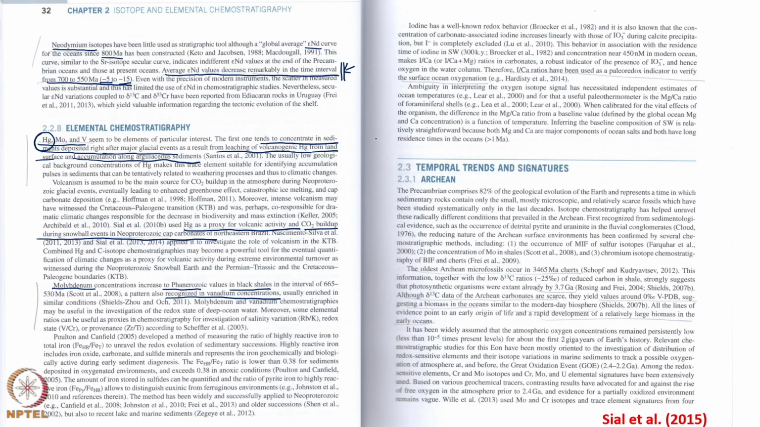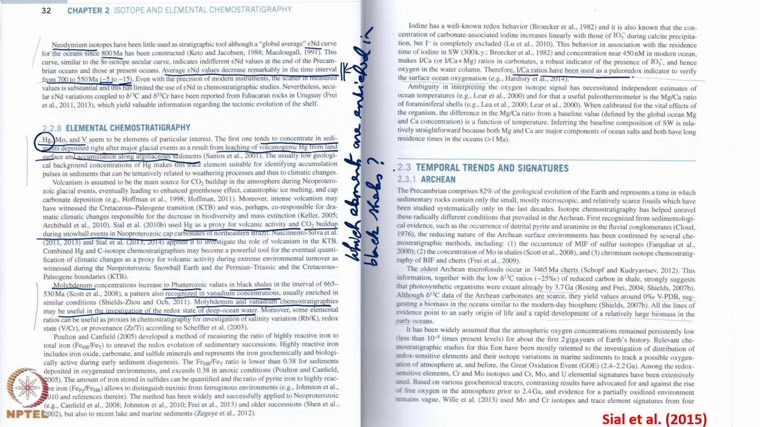A request to students: black shale I have been referring to many times in today's lecture. Find out which elements are enriched in black shales. Molybdenum and vanadium chemostratigraphy may be useful in the investigation of the redox state of the deep ocean water, and their ratios such as I/Ca ratios can be used as a paleoredox condition to verify the surface ocean oxygenation.